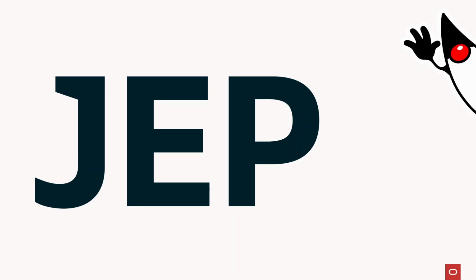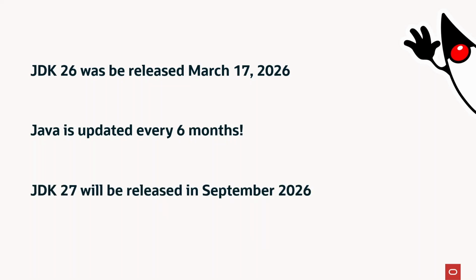Once feedback is addressed and the community approves the implementation, the JEP is targeted for release as a final candidate. The proposal documentation is updated to reflect the current state with each release. A new identifying number is assigned. So JDK 26 was released on March 17th, 2026, and Java is updated every 6 months. So the next release, JDK 27, will happen in September of 2026.